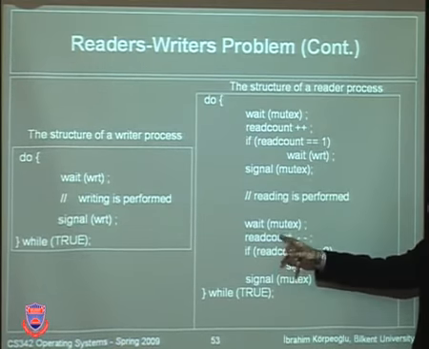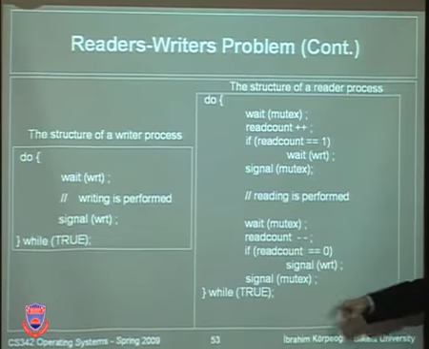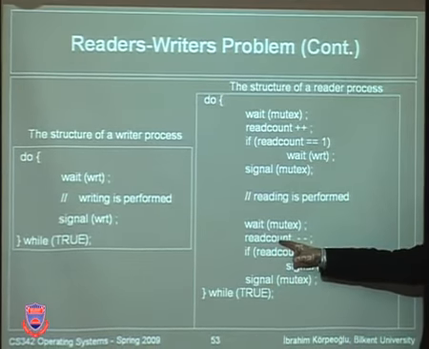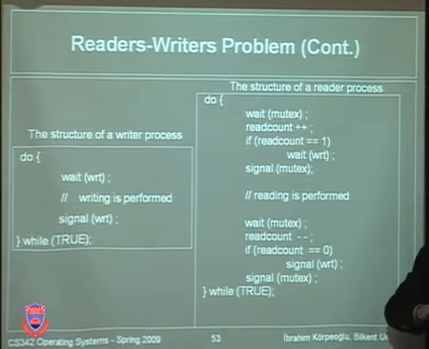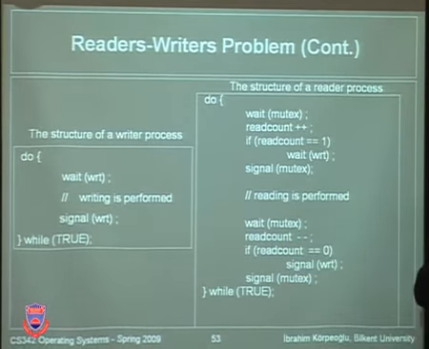Then what do I do? Since I decremented it, I finished my operation on the shared read count variable, so I can also signal on the mutex variable that is protecting the read count. Okay, and I am finished as the reader. Is it clear? All right, any questions?